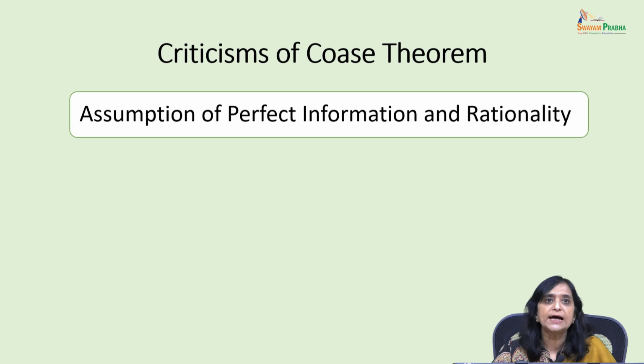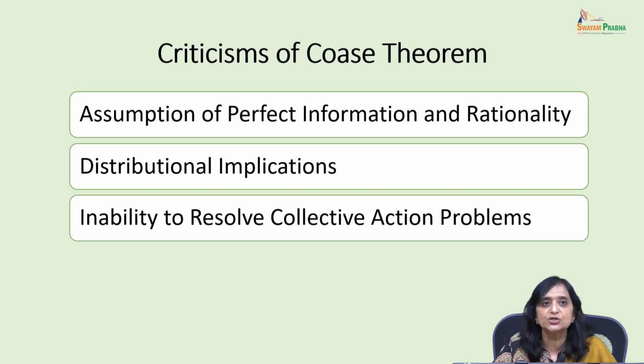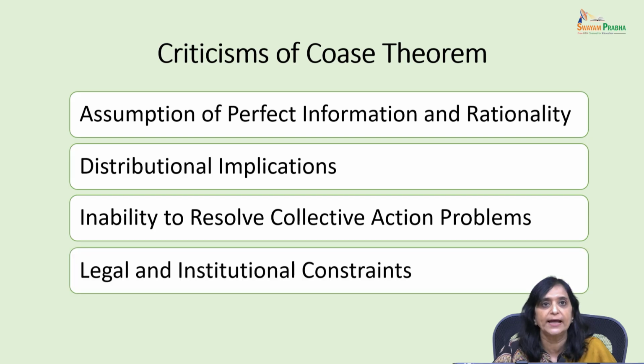There are a few criticisms, that is, its assumption of perfect competition and rationality. We all know that actually there is no perfect competition and rationality. It doesn't talk about the distributional impact. For example, if we vest the right with the polluter, maybe there are certain victims who are getting adversely affected by this pollution. We have not talked about them. Then collective action problems are not resolved when there are many victims, when the society at large is getting negatively affected because of this pollution. The Coase theorem fails to explain that. And then, of course, there are legal and institutional constraints. Everywhere the administration and the government is not always willing to get into a system like this.